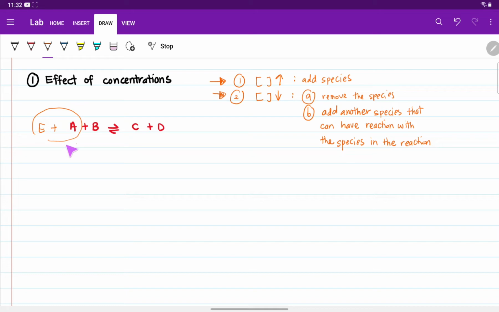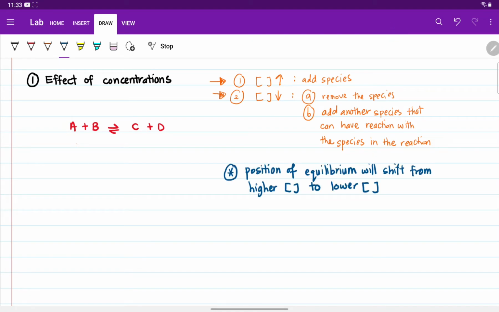Now, when we have a disturbance, apa yang kita akan buat? Kita akan kurangkan gangguan tadi. Cara untuk kita kurangkan gangguan adalah position of equilibrium will shift from higher concentration to lower concentration. Maksudnya dia akan sentiasa bergerak daripada side yang lagi banyak species kepada yang kurang. Itu dia punya key point untuk effect of concentration.